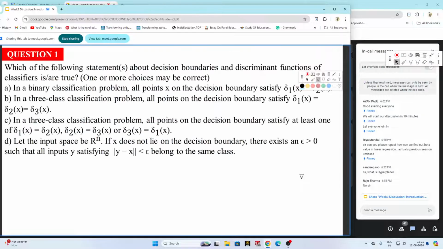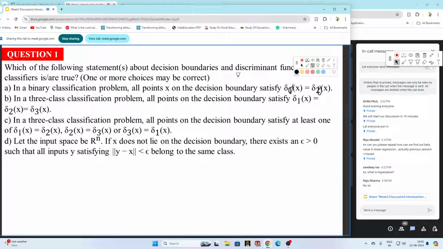solution. Okay. So this is the first question: which of the following statements about the decision boundaries and the discriminant function of the classifier are true? In a binary classification problem, all points x on the decision boundary satisfy delta 1 of x equals delta 2 of x. That means this is the discriminant of x, this is the discriminant of first group, and this is the discriminant of second group.